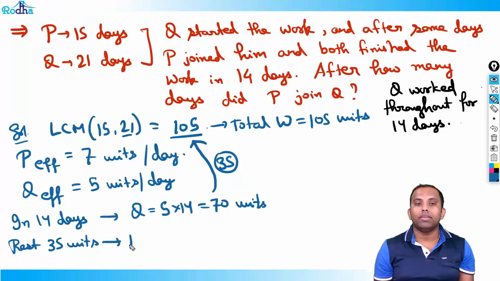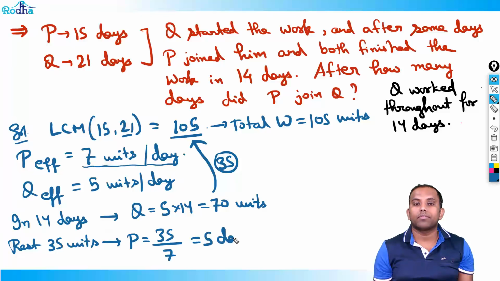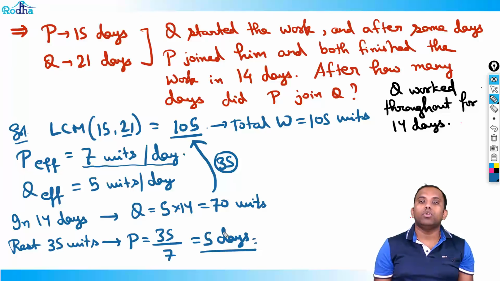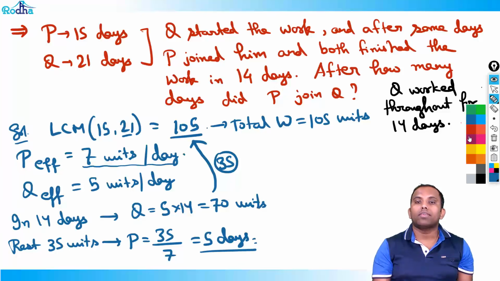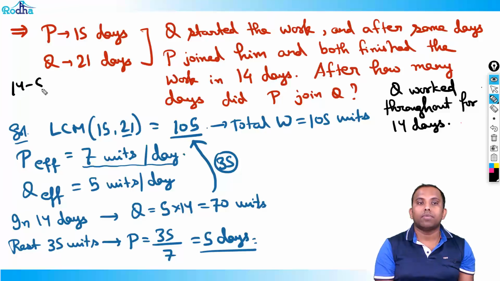are done by P in how many days? What is P's efficiency? 7 units per day. So 35 units work will be done by P in how many days? 35 by 7, that is 5 days. That means P will do his part in 5 days. What is the question? After how many days did P join Q? P joined Q after some days and he never left, so both finished the work in 14 days. That means P must have joined Q in the last 5 days, so P joined Q after 14 minus 5, 9 days.